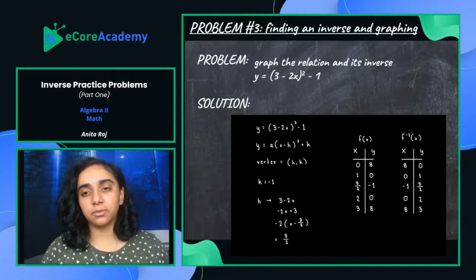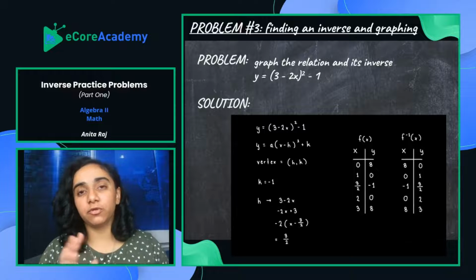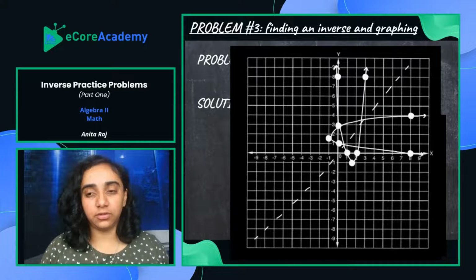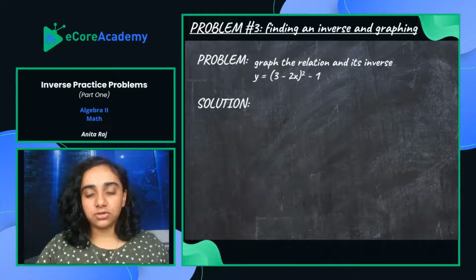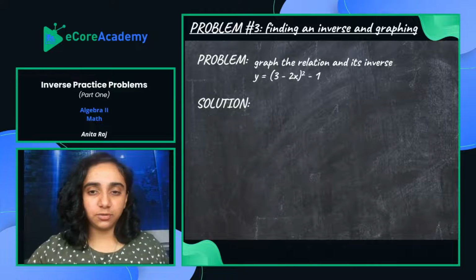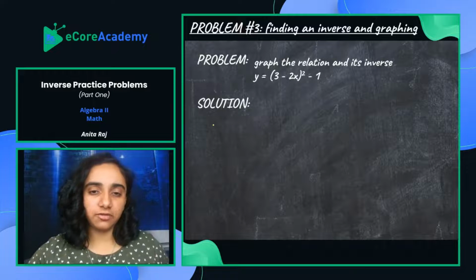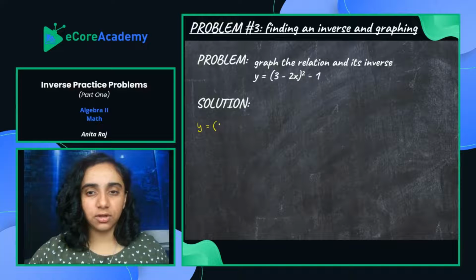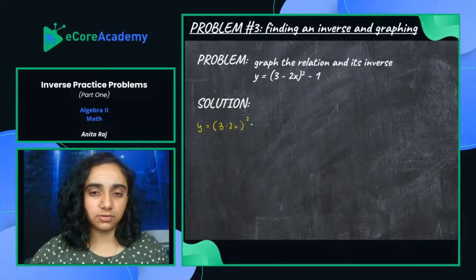So here's your solution already pre-written. This is all the work that you have to do before you prepare to graph. And then here are the graphs of both the original function and then the inverse. So we're going to go over how we solve this. So what we're going to do first is just rewrite the original function we've been given. So y equals (3 minus 2x) squared minus 1.